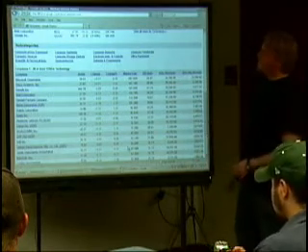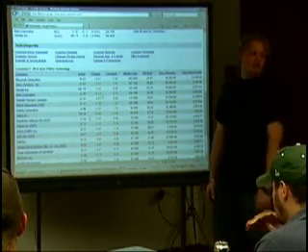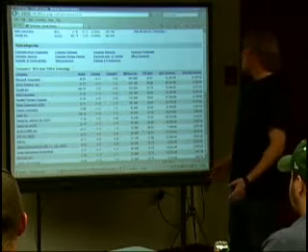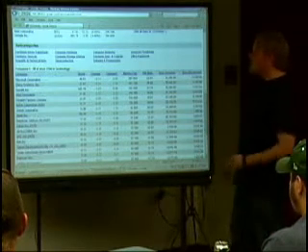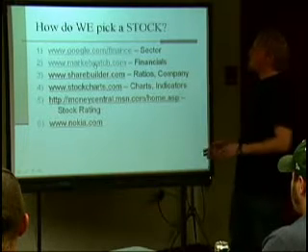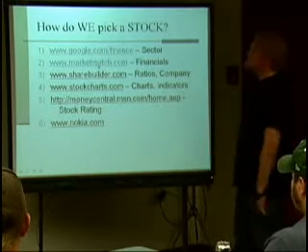and their PE ratios. We try to find stocks that we can afford, decently priced, mid-cap, small-cap stocks with good PEs, nice annual revenue, and nice net income. After you pick a company, we generally go to Market Watch and try to check out their financials.